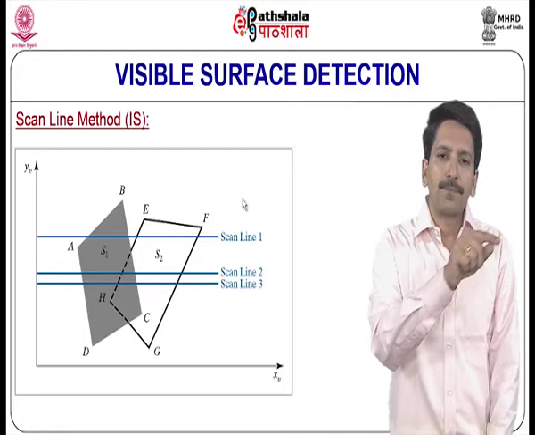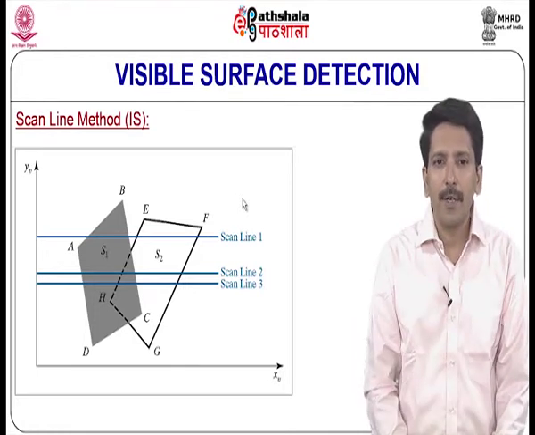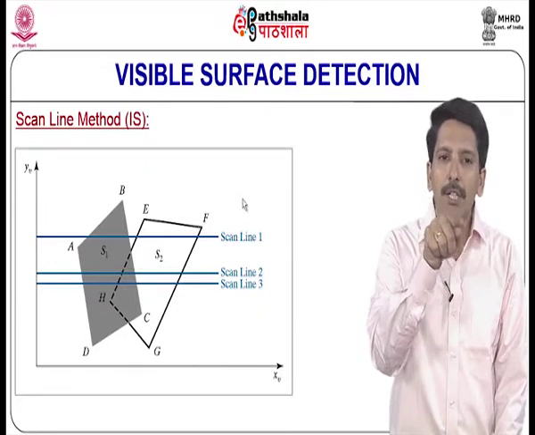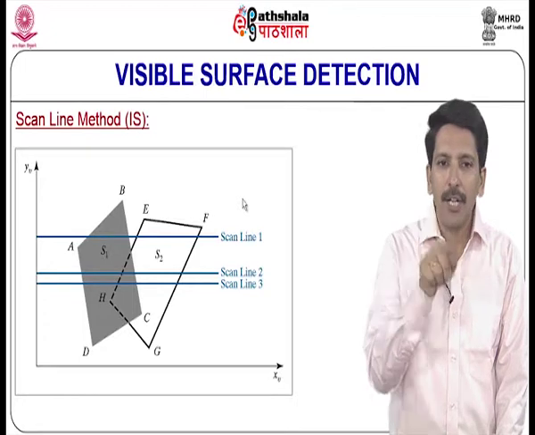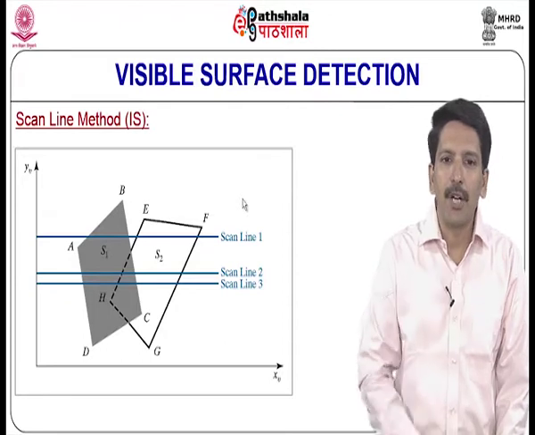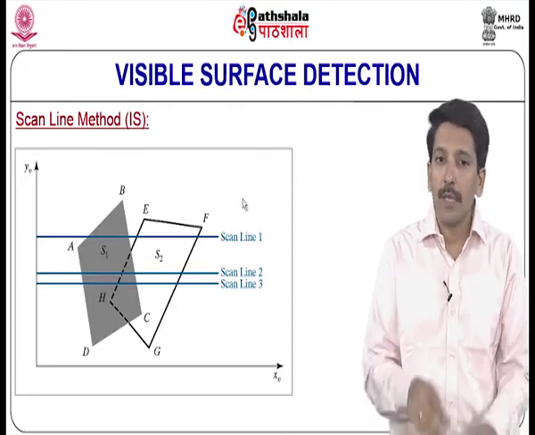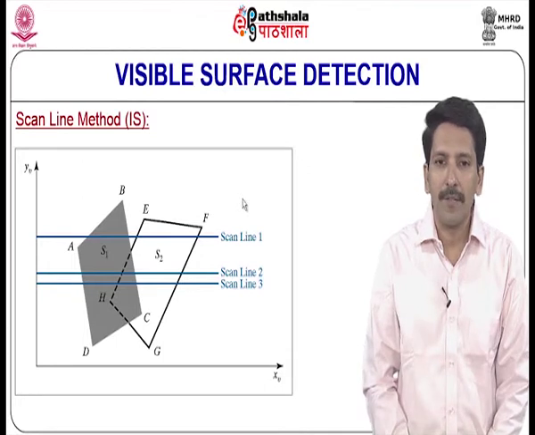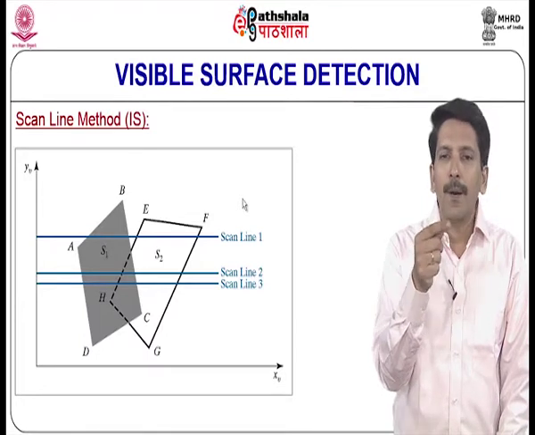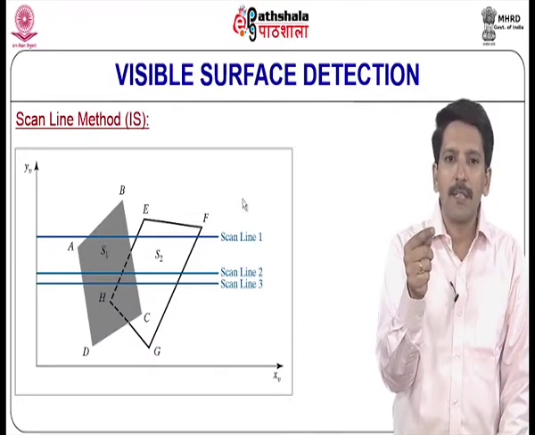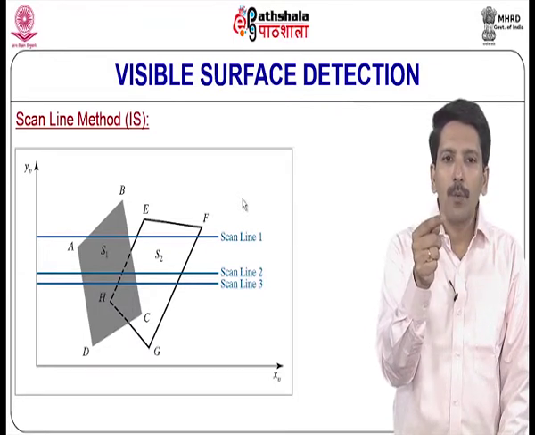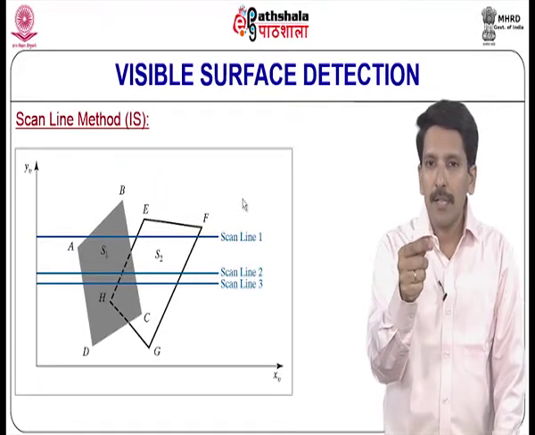Okay. Now, the first scan line, as you can see, intersects the edge AB of S1 and edge EH of S2, and also edge BC of S1 and edge FG of S2. So it is intersecting 4 edges of these 2 faces. If you look at scan line 2 and 3, the number of intersections is still 4, but the difference between scan line 1 and 2 is that, as you can see, for scan line 2 and 3 there is no difference here.